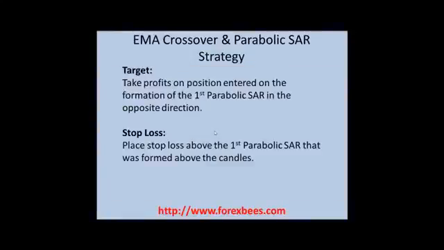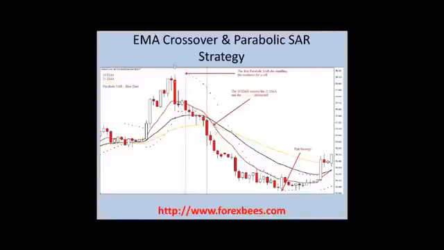For the target, take profits on the first position entered on the formation of the first parabolic SAR dot in the opposite direction. For the stop loss, place it above the first parabolic SAR dot that was formed above the candlestick. So once the first parabolic SAR dot is formed below the candlestick, this is where you can exit, and the stop loss should be above the first parabolic SAR dot formed above the candlestick.